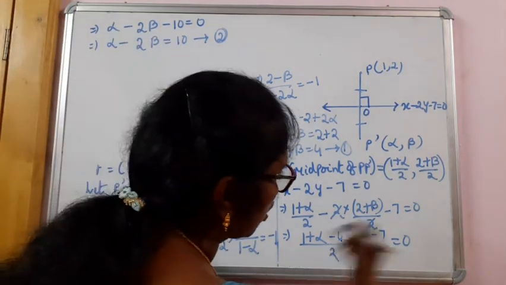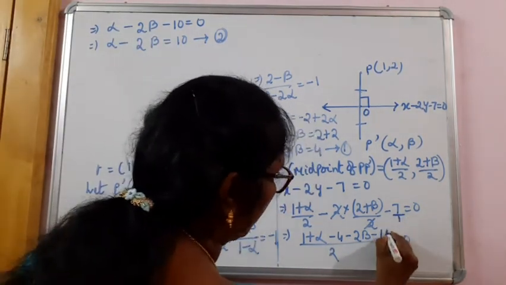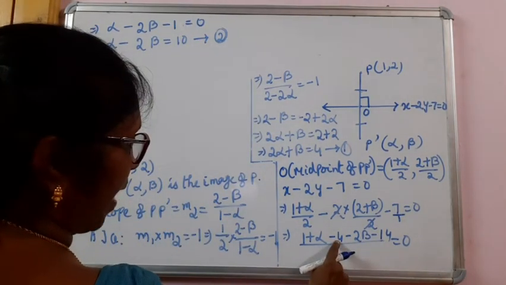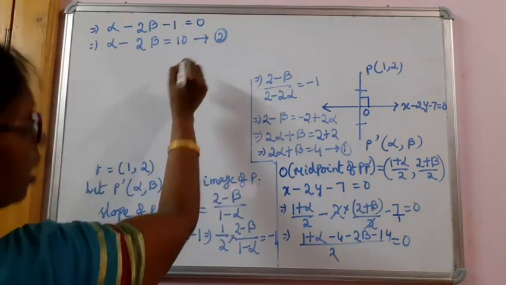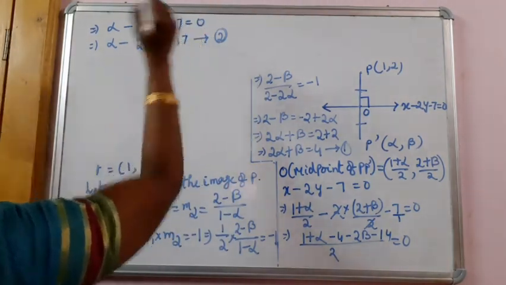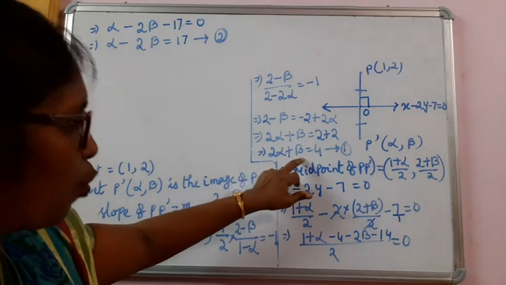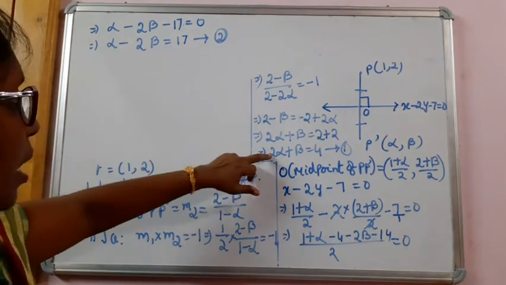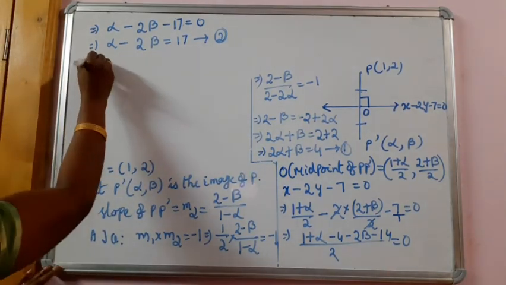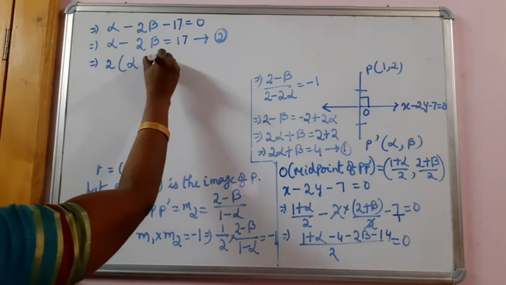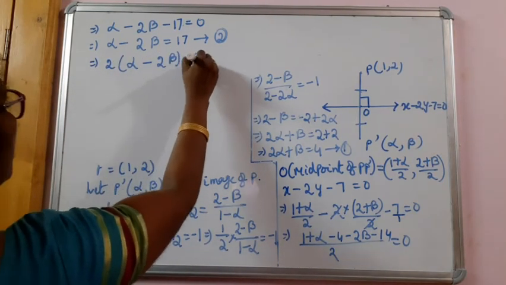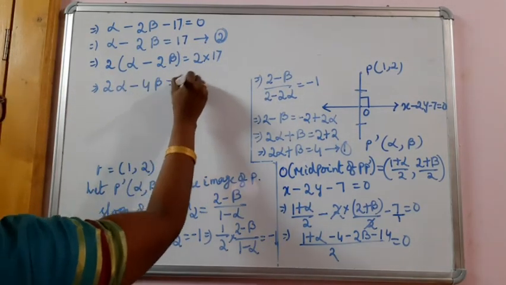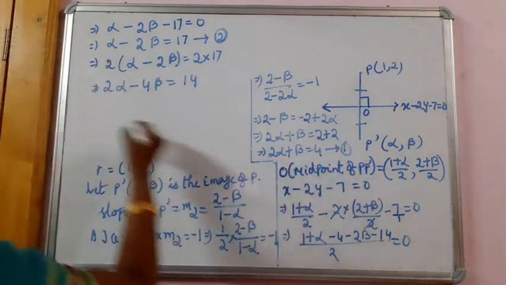I think this one also, 7 by 1 means you will get 14 here. That means minus 14 minus 4 is minus 18 plus 1 is minus 17. So here we will get 17. So one equation 2 alpha plus beta is 4. Other one alpha minus 2 beta is 17. Here 2 alpha, here alpha. So let me multiply this equation by 2. We'll get 2 alpha minus 4 beta equal to 34. And now let us take the other equation.